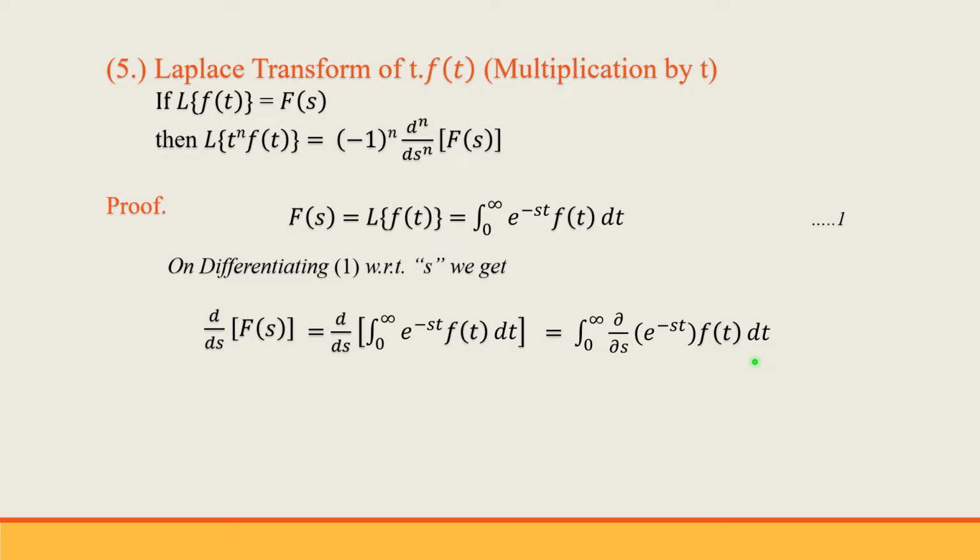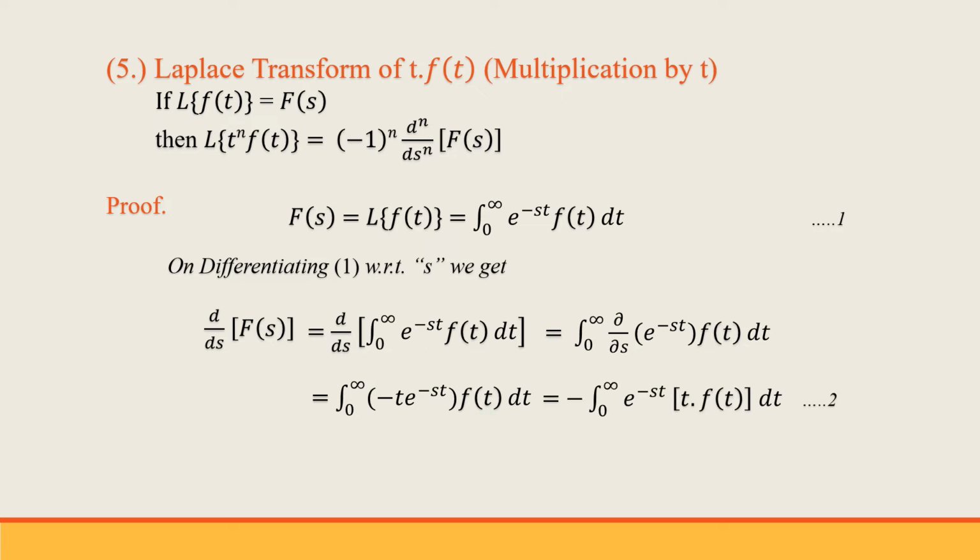Why have we written it like this? Because f(t) is independent of s. So del by del s is only applicable to e raised to the power minus st. On differentiating e raised to the power minus st with respect to s, we get integral 0 to infinity minus t into e raised to the power minus st into f(t) dt.